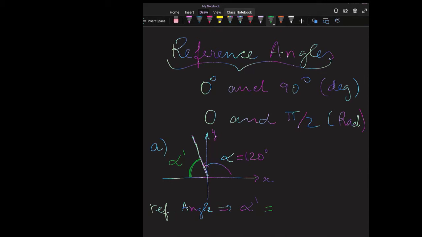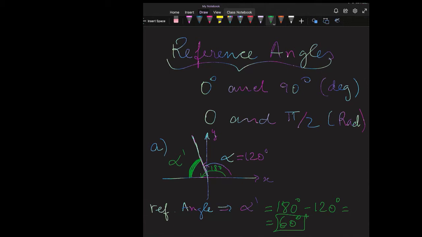So for example, I know that if I run from the beginning to here, I have 180 degrees. So if I take my 180 degrees, which is a flat angle, and subtract the 120 degrees, I will be left with that alpha prime quantity that I'm looking for right here. So 180 minus 120, that is 60 degrees. So notice that 60 degrees is an acute angle between 0 and 90 degrees, and that's what we always expect to have as a reference angle.